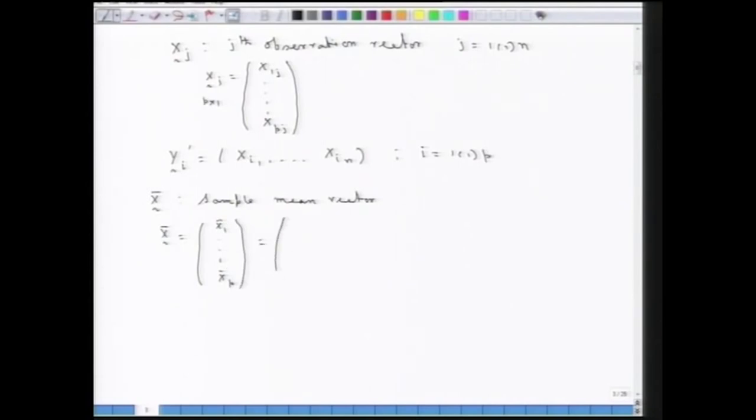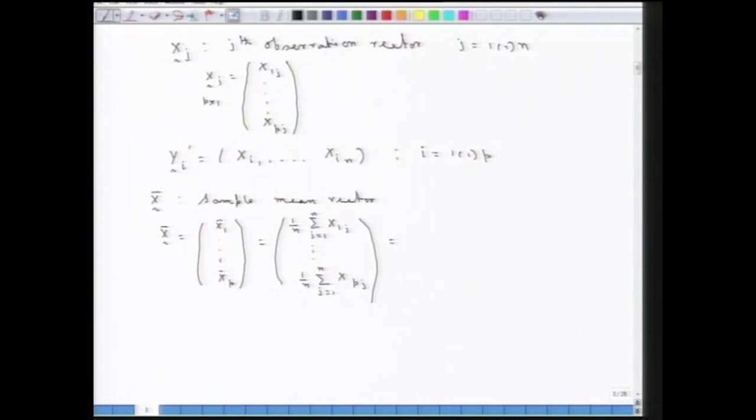So, this would be given by 1 upon n, then the summation of all the observations corresponding to the first variable. So, that is x1j, say this j is equal to 1 up to n, and the last element is 1 upon n summation j equal to 1 to n of x_pj, right. So, these are the corresponding sample means of the respective variables in the x vector component.